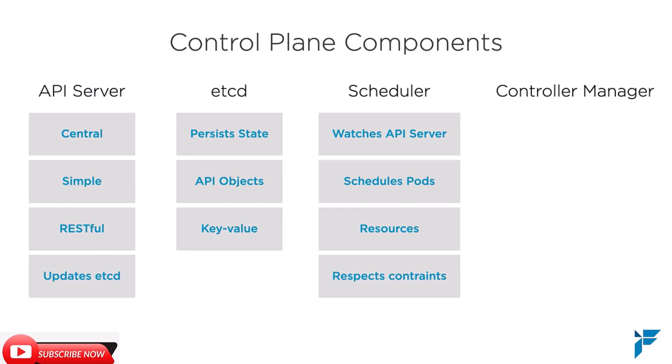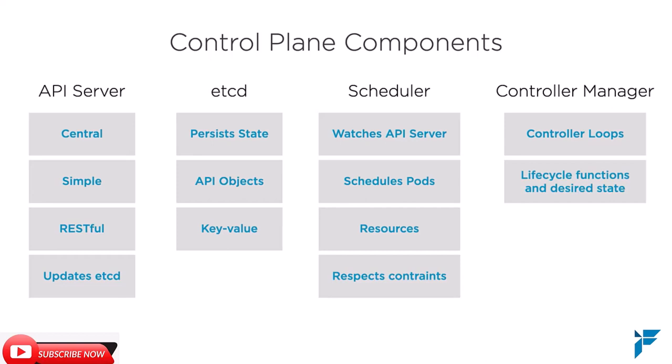And then finally, the controller manager. It's the job of the controller manager to execute those controller loops. Those controller loops implement the lifecycle functions of pods and thus define the desired state of the system. It's the job of the controller manager to watch the current state of the system and update the API server to ensure that it's heading towards the desired state.